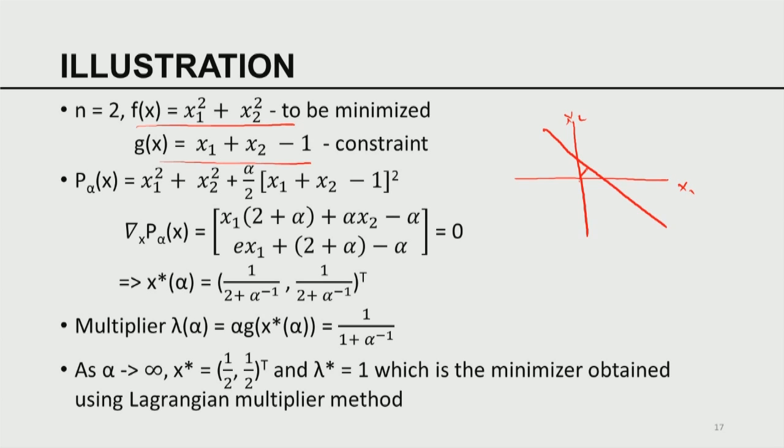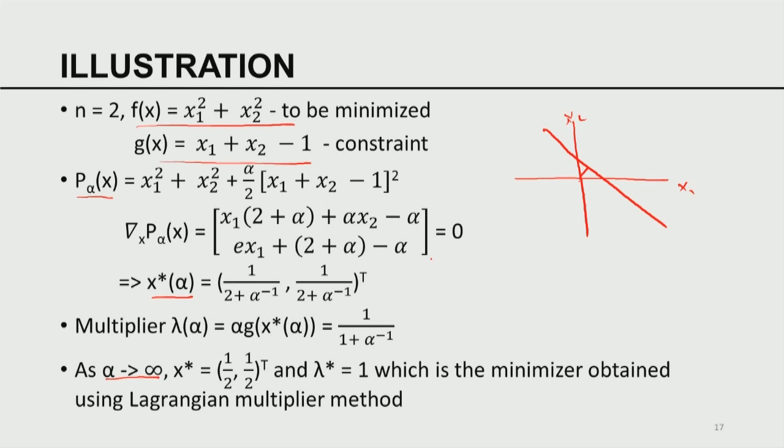We have formulated this problem as a penalty function problem, P alpha, alpha by 2. We have computed the optimal solution by penalty. The optimal solution by penalty is given by this. Now when alpha goes to infinity, 1 over alpha goes to 0. Therefore 1 over 2 plus alpha inverse tends to 1 over half. Everybody with me, please?